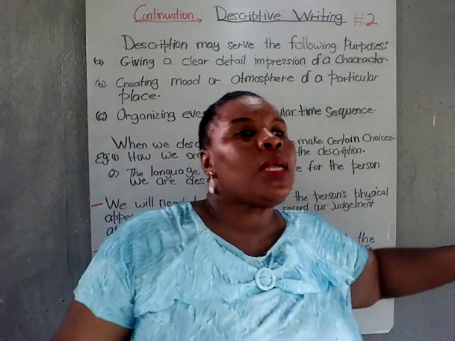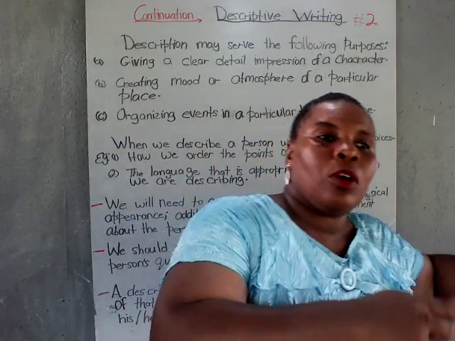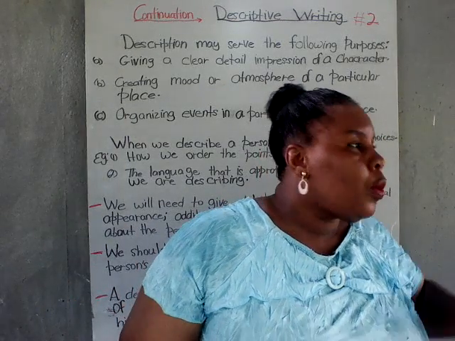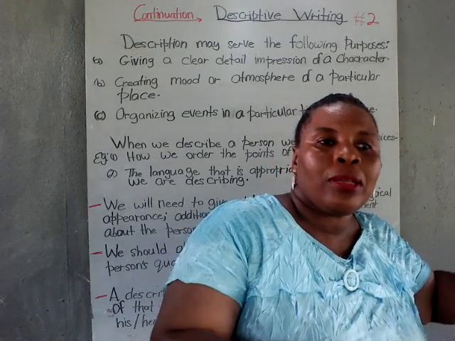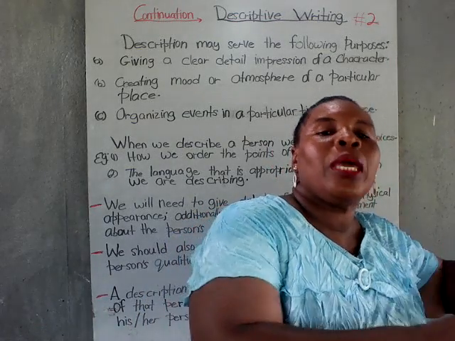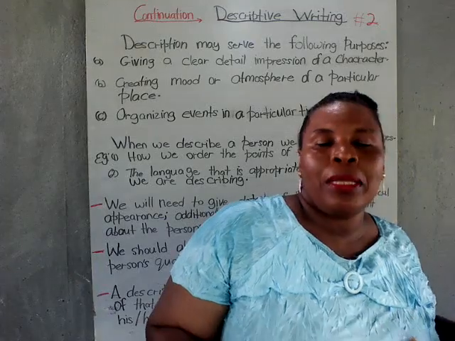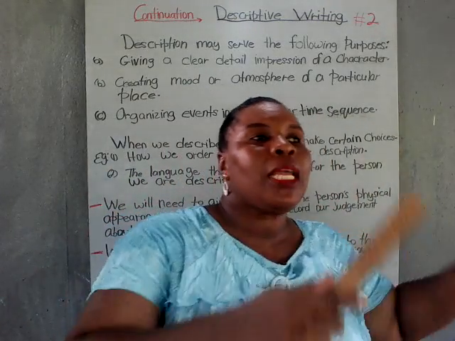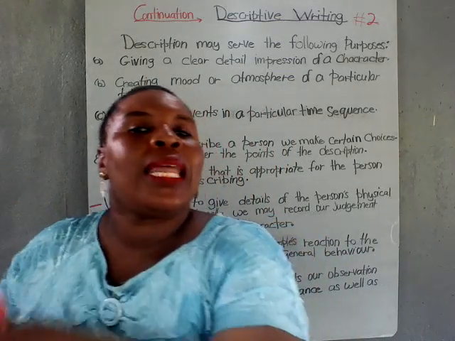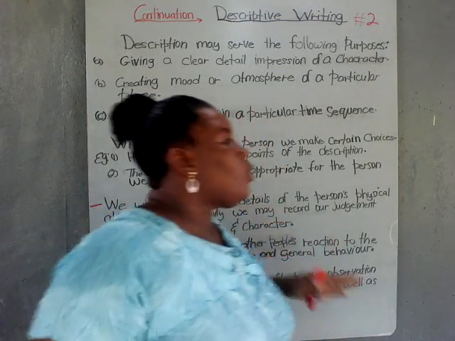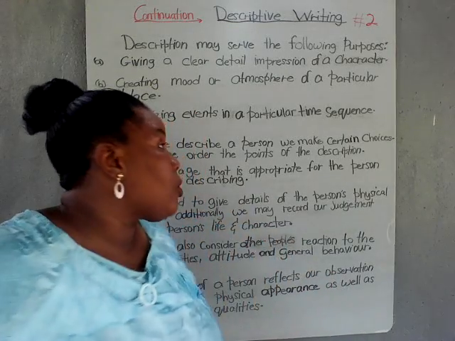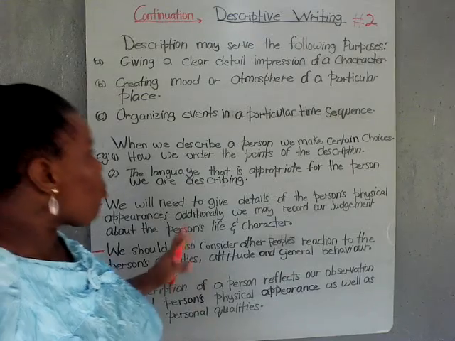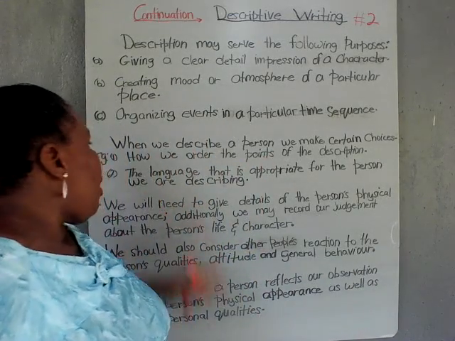So you have the different points and make sure those points match up. He cannot be a cook and then he's a shoemaker. If you're talking about the character cooking, let it be about him cooking. The character might have gone to someplace else and does something else, but you have to make the point that he has gone to that place and has done something else. So the different points of the character, that is what this is saying right here: the language that is appropriate for the person we are describing.